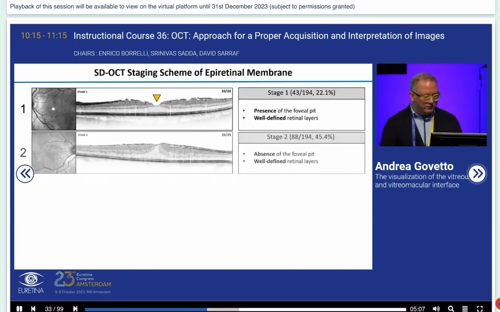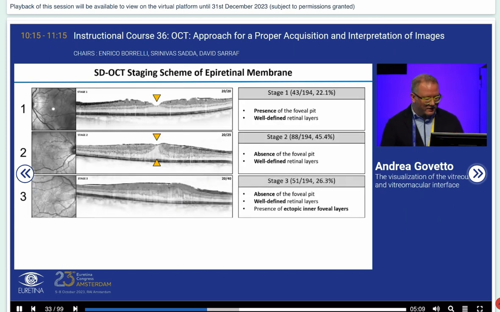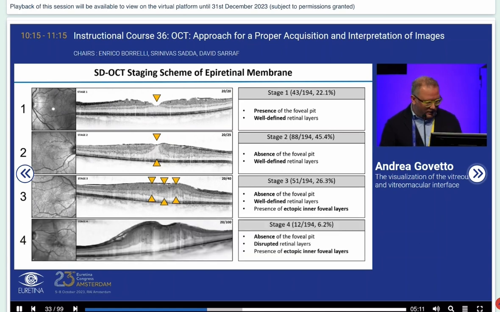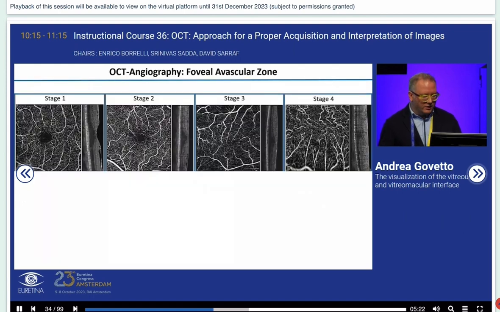And we used this to create this staging system of ERM that is now widely used around the globe and is clinically relevant, because you know that when this tissue forms over the fovea, the visual acuity goes down and the surgical results are also worse. So your interpretation of your OCT is very important to improve your clinical practice.